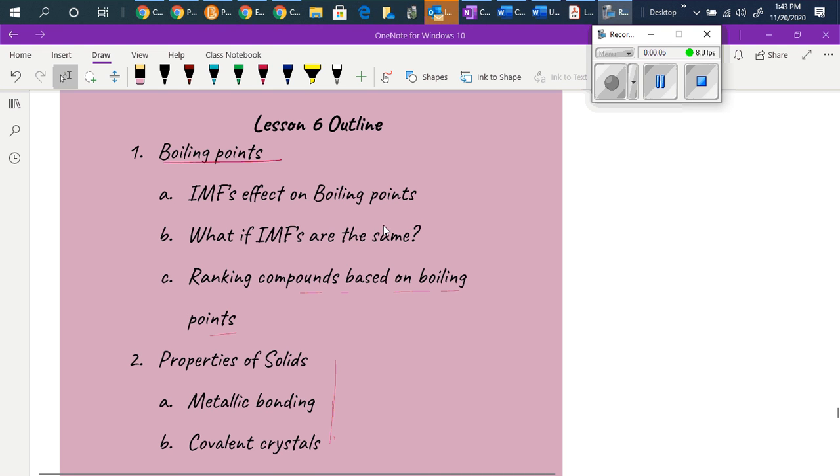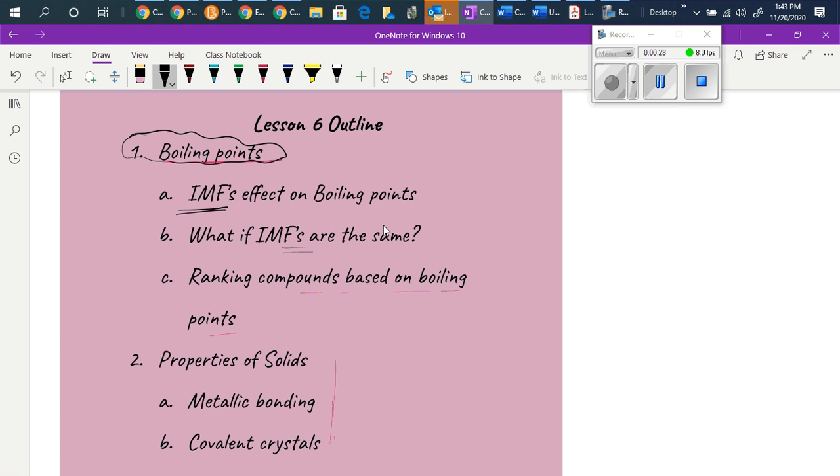Okay, so today we will talk about what affects the boiling point of an element, and we will see particularly what the effect of intermolecular forces is on the boiling point, and we will see cases where the intermolecular forces are the same. Now keep in mind what we have said about intermolecular forces.